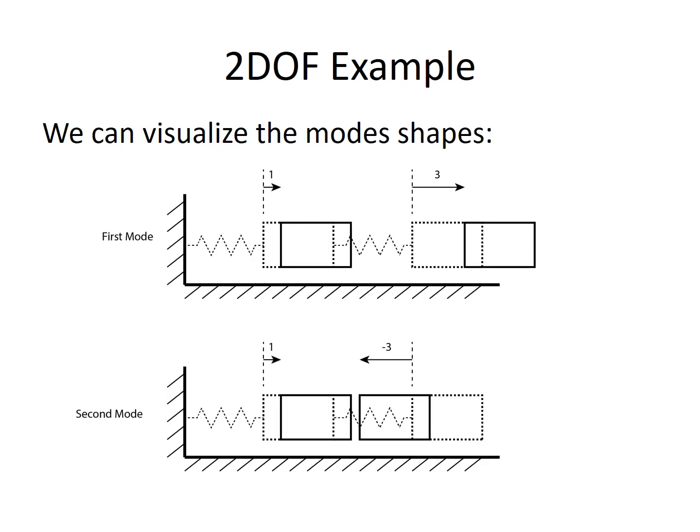The mode shapes can be visualized by drawing a scaled figure illustrating the relative motion of the two masses when vibrating in the first and second mode. For the first mode, mass 2 will vibrate in phase with mass 1 at 3 times the amplitude. In the second mode shape, mass 2 will be vibrating at 3 times the amplitude of the first mass, but out of phase by 180 degrees. When the first mass is moving in the positive direction, the second mass will be moving in the negative direction at 3 times the amplitude.